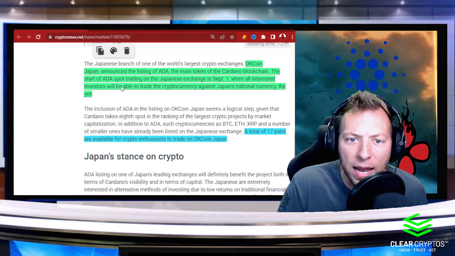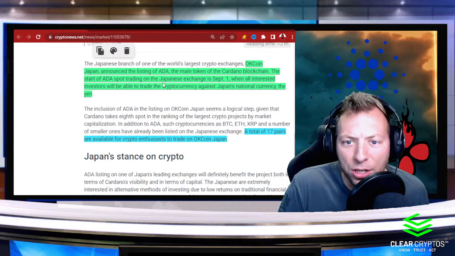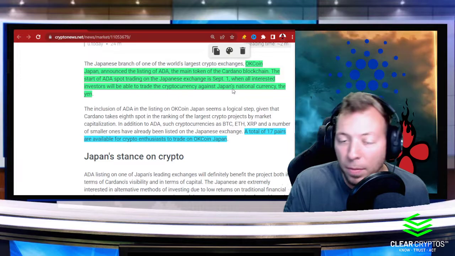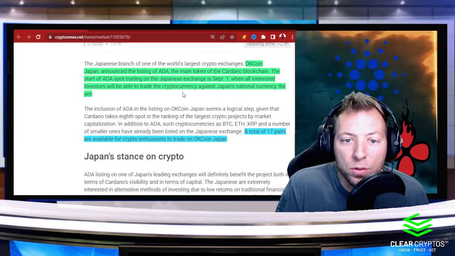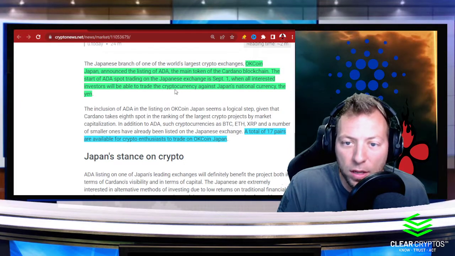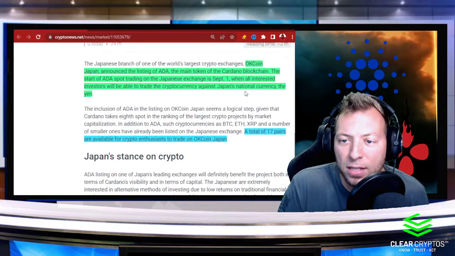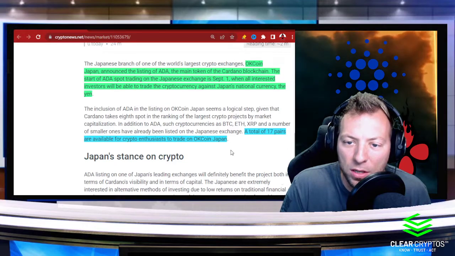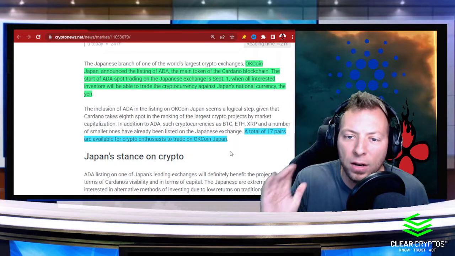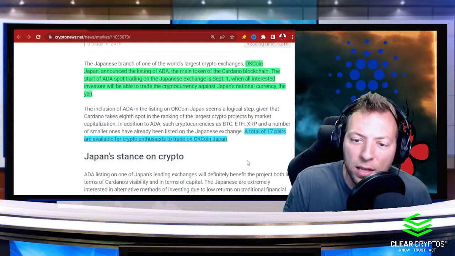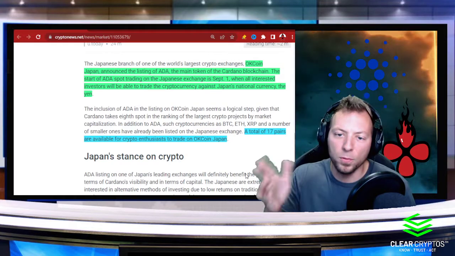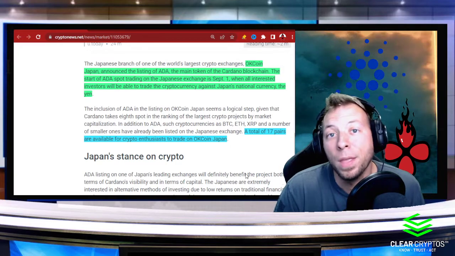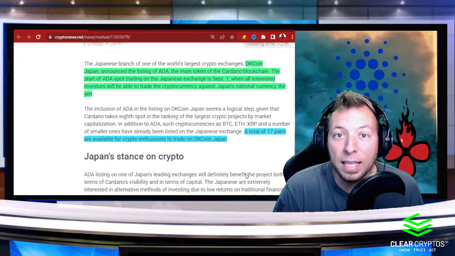The start of the ADA spot trading on the Japanese exchange is expected September 1st. So obviously coming up in about a week here, when all the interested investors will be able to trade the cryptocurrency against Japan's national currency, the yen. So this is a really big deal because there's not a ton of pairs on OKCoin. This actually goes on to say that there's only 17 pairs available for crypto enthusiasts on OKCoin. So Cardano is going to be among an elite few.